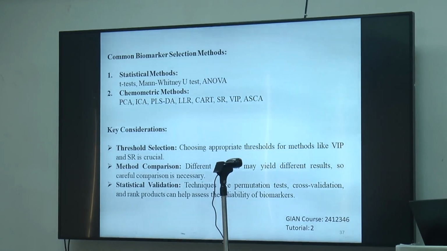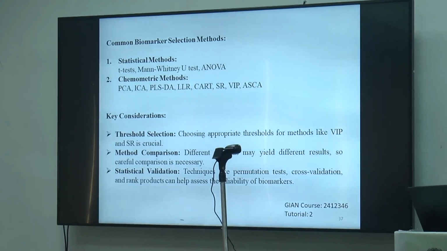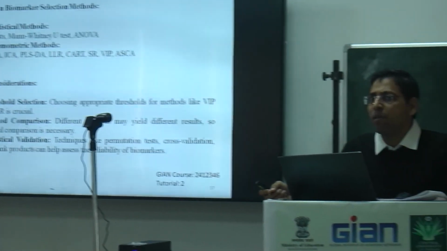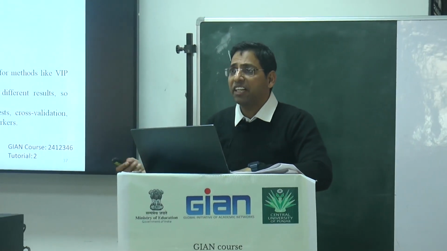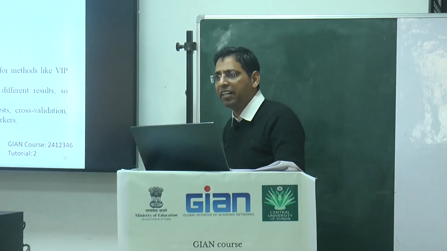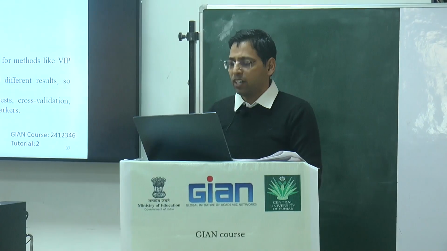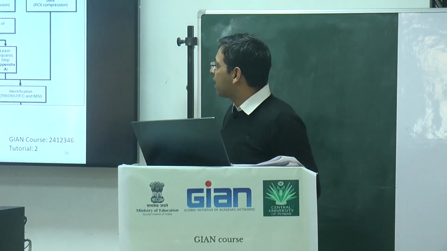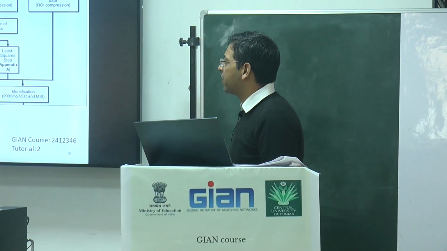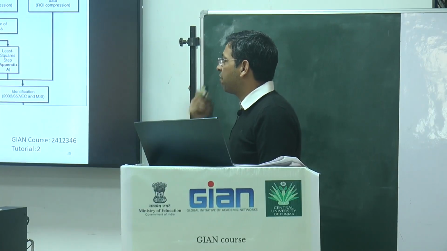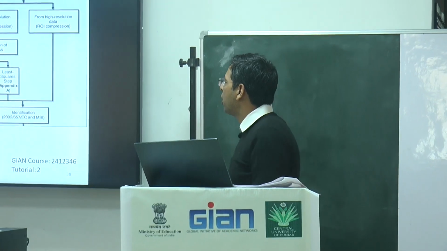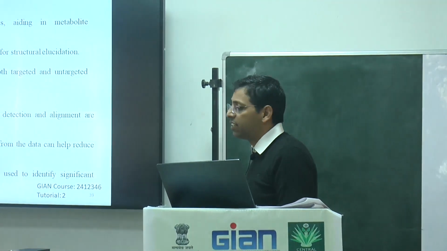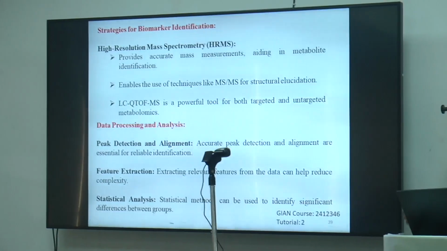For method comparison, you have to compare the different methods that give different results, and you have to compare very precisely and accurately. This is a necessary step. For statistical validation, you have to use different statistics to validate whatever data you are getting. So biomarker identification has 8 steps. Low identification rate and complex data are the challenges, and you have to go ahead with the tools. So these are the strategies for biomarker identification.